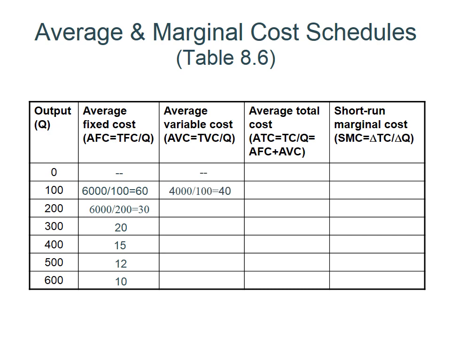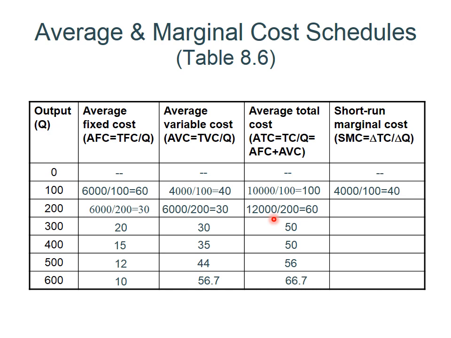Then coming to average variable cost: 4,000 divided by 100, 6,000 divided by 200, and so on. Average total cost is total cost divided by total quantity. So when 100 units are produced, total cost is 10,000. Go back to the previous slide. Divide it by 100, you get this, and again continue doing the same procedure.